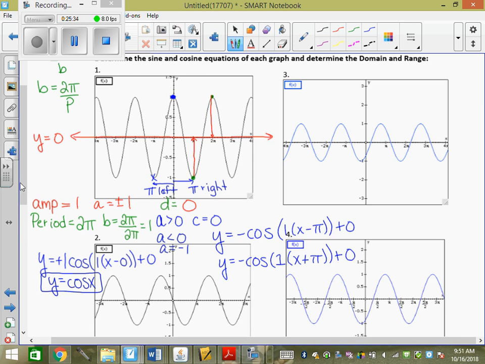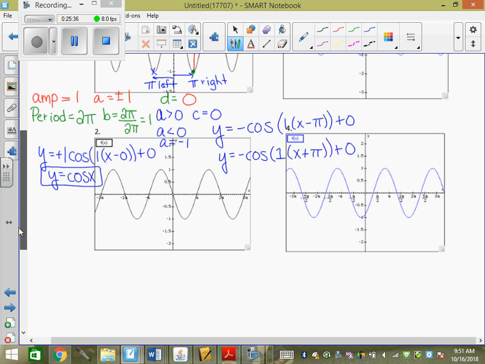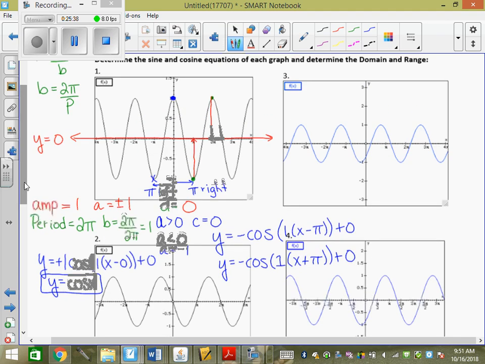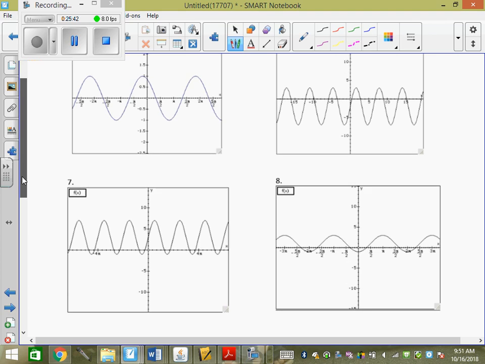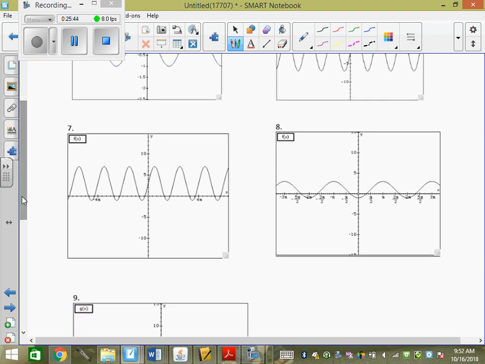So we'll look at one where it's shifted, I think on the next page. I think I have some. Yeah. So let's look at this one, number 8. I need to get my amplitude to get my a. What's the amplitude of this equation?